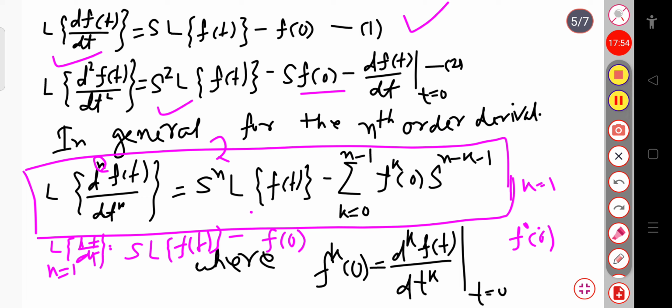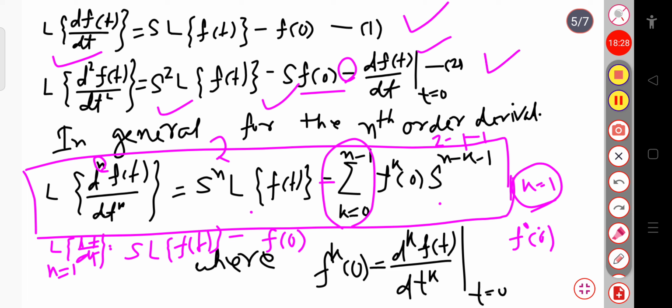Now for the third one, since this term varies from k equal to 0 to 1, I will substitute k equal to 1. This is again minus, so this minus is present here. So f1 of 0 means the first order derivative of the function f of t at t equal to 0. Again the s power will be, k is 1 here and n is 2 here, so 2 minus 1 minus 1, this will be 2 minus 2, 0. So s power 0 is 1. Hence you can see that the general expression that we have written here is the correct one.